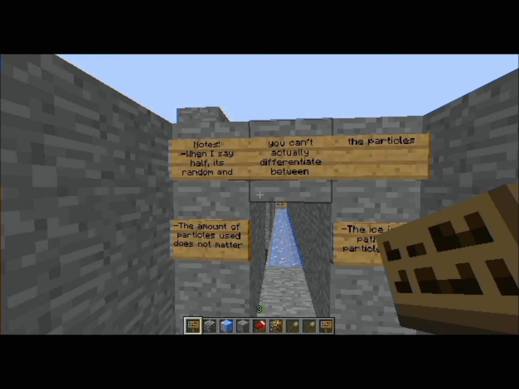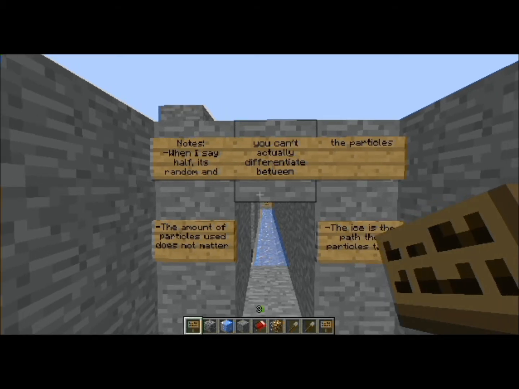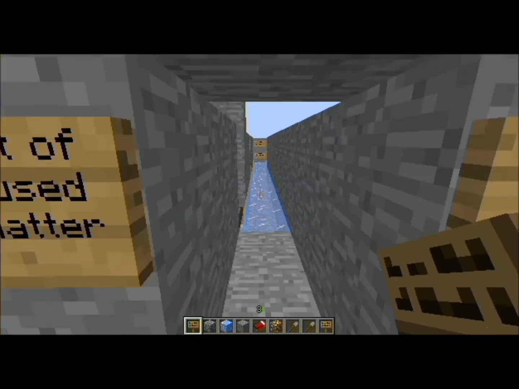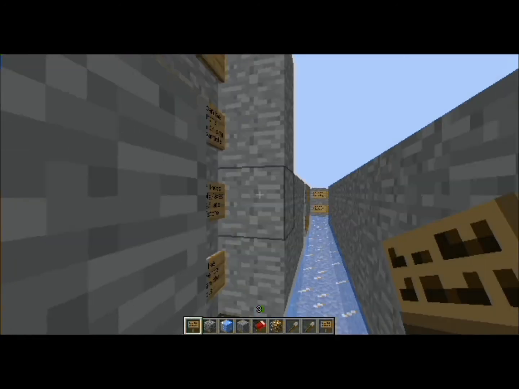Now, basically, important things to note: when I say half, it's random, and you don't actually differentiate between the particles, and the amount of particles used does not matter. Also, this ice is the particle's path.